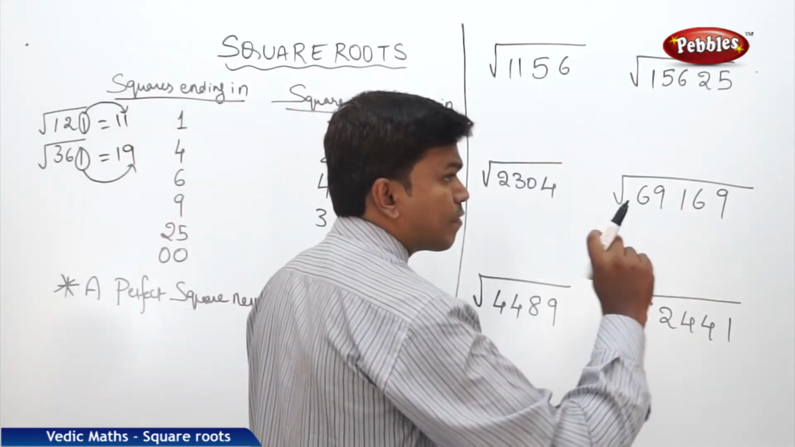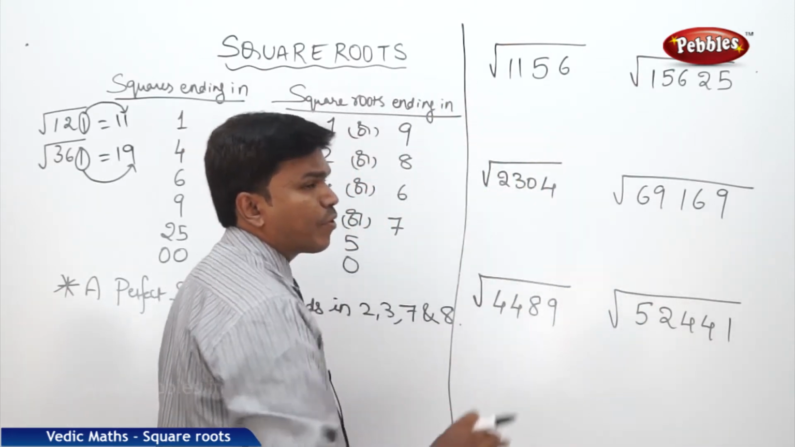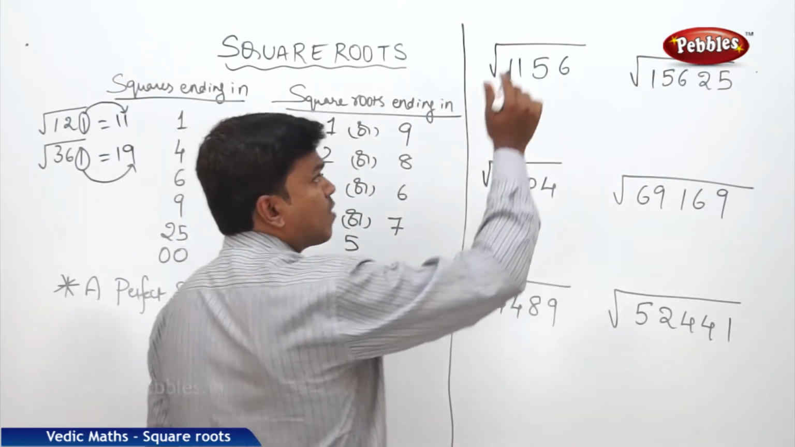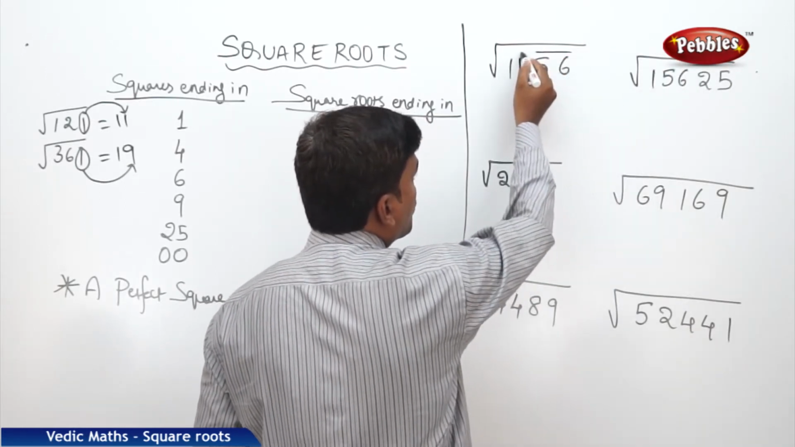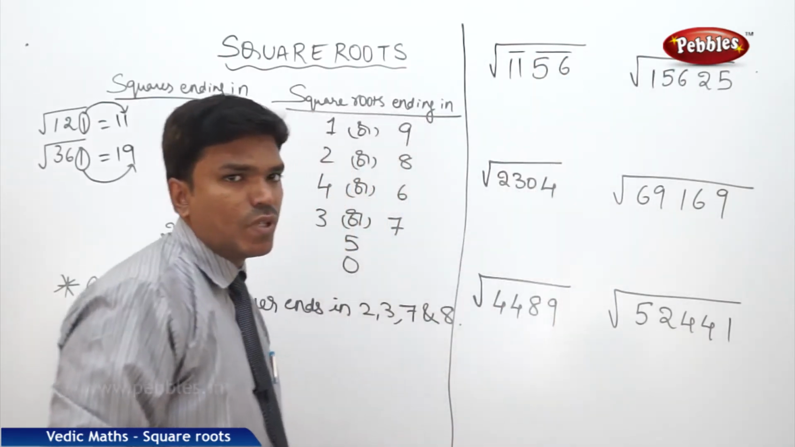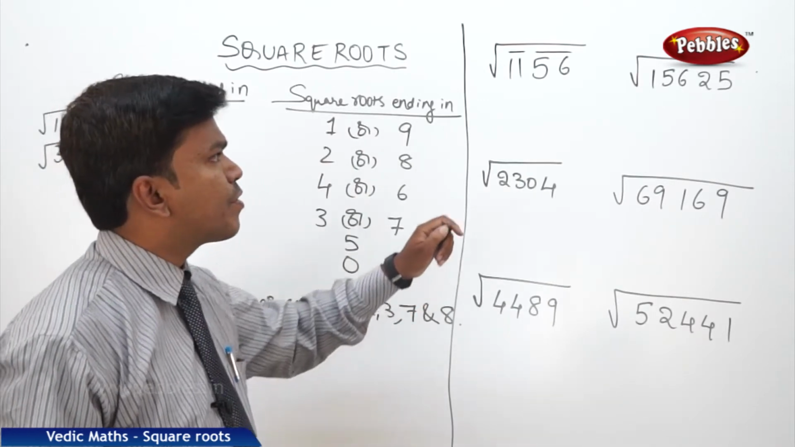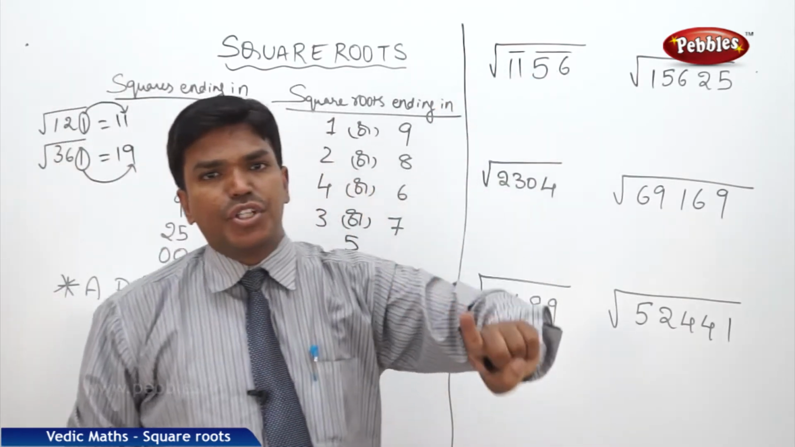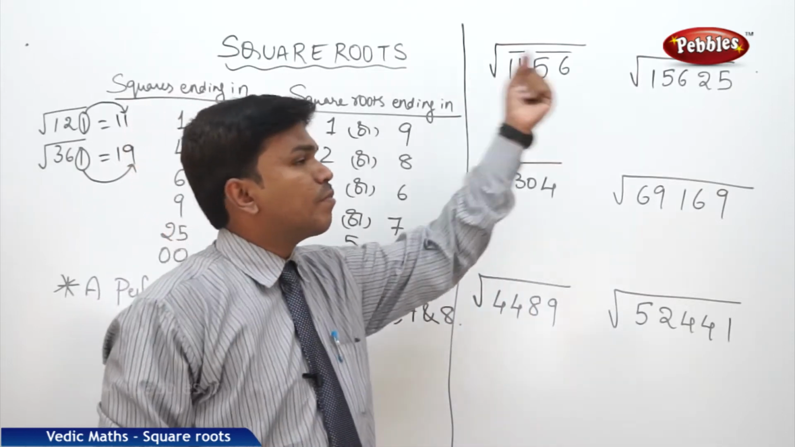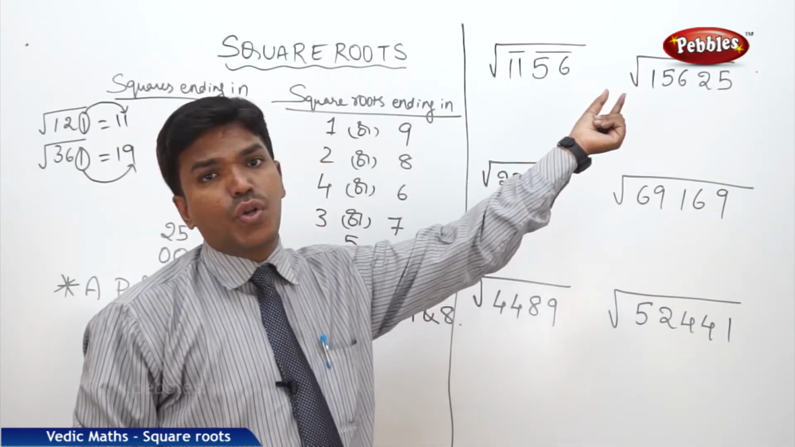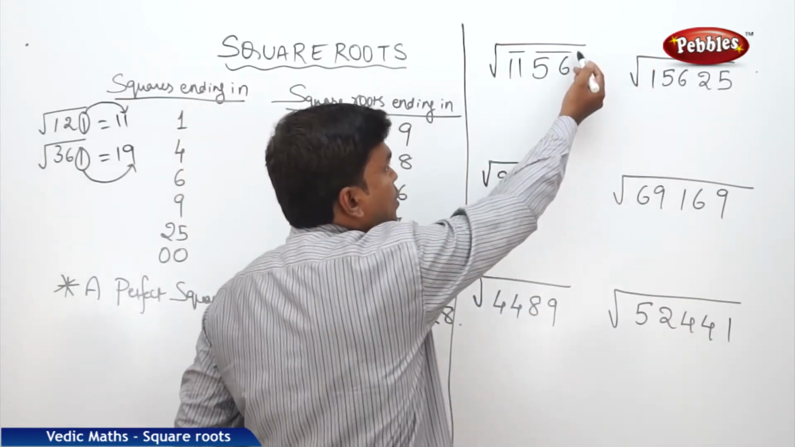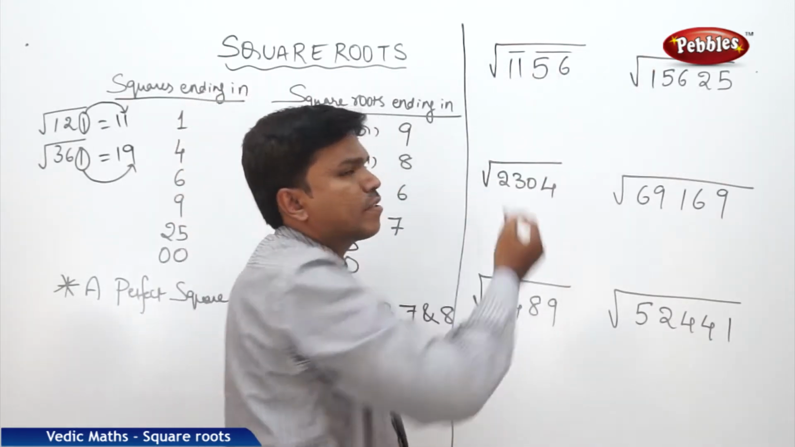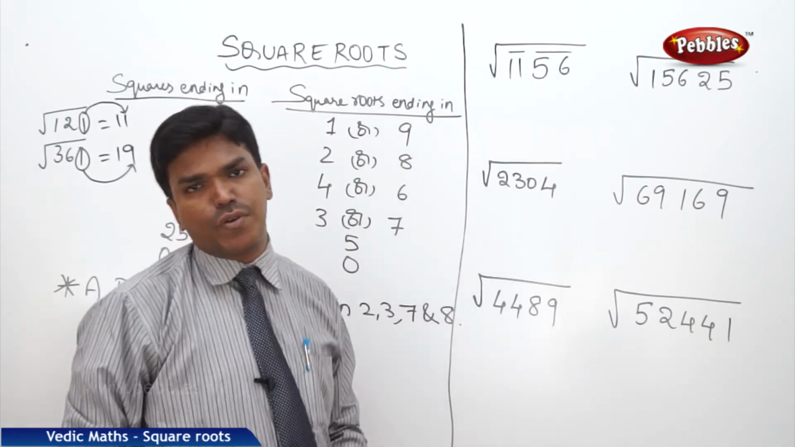First of all, what is the first step of finding a square root of a number? The first step is, from the right side, you need to partition the number into two digits. Suppose there are 4 digits. From the right side, first divide 2 digits, then go for the next 2 digits. That is the first step of finding a square root.